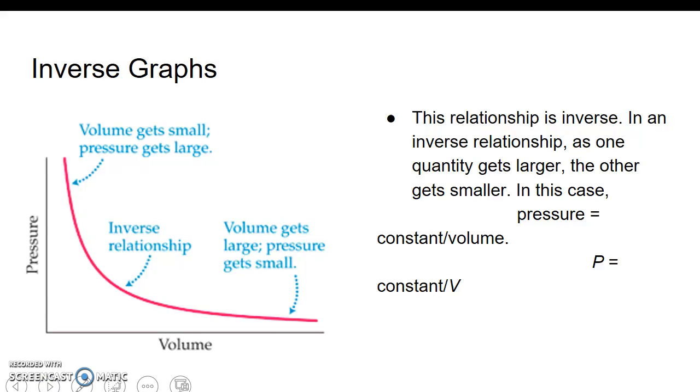And then the last type of graph is one that has a negative slope, and we call these inverse graphs. And what that means is, as volume increases, we go down, which means pressure decreases, and vice versa. So it's an inverse relationship. As one goes up, the other goes down, and that's what a negative slope graph will give us.